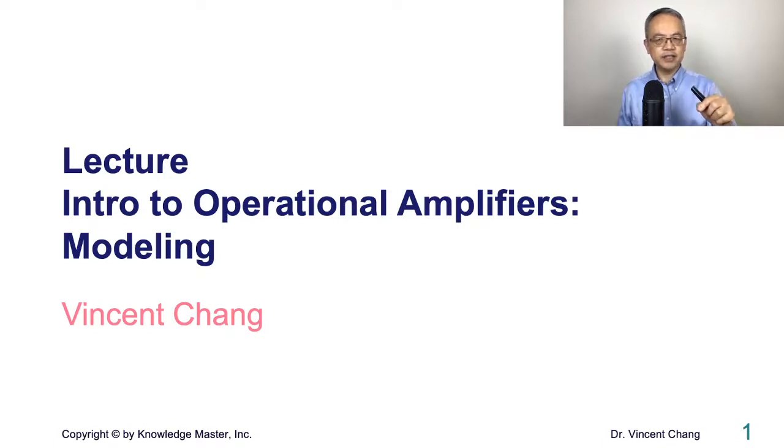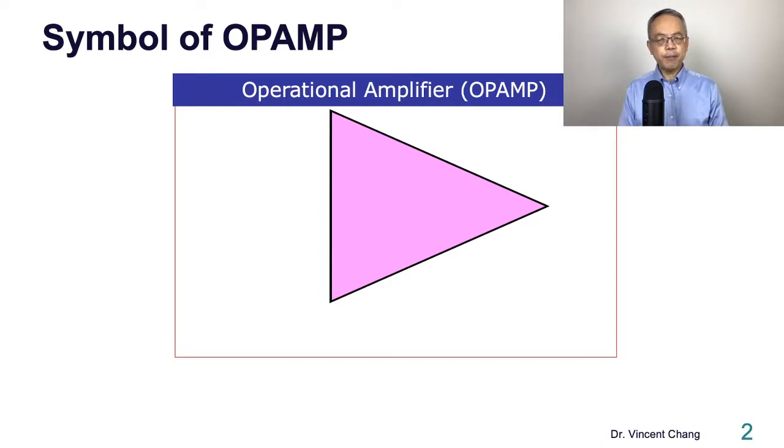I'm going to present an introduction to operational amplifier and also teach you about the modeling of operational amplifier. Operational amplifier is actually one of the most important systems in analog integrated circuit. Here's the symbol of OPAMP, which is short for operational amplifier, a triangle.